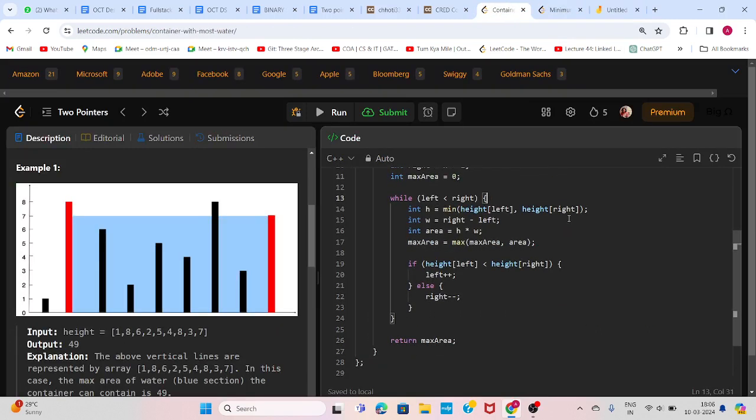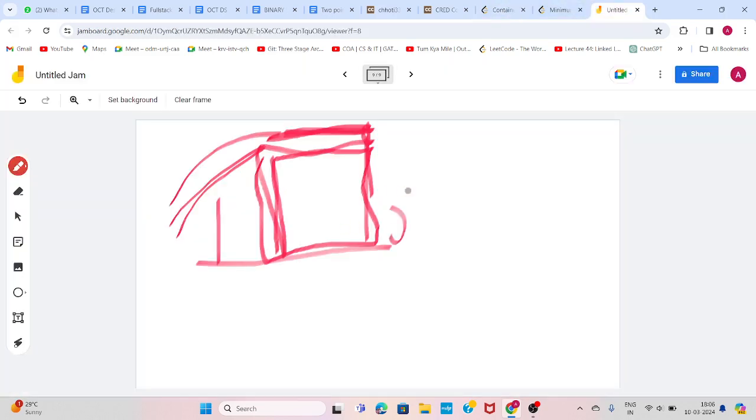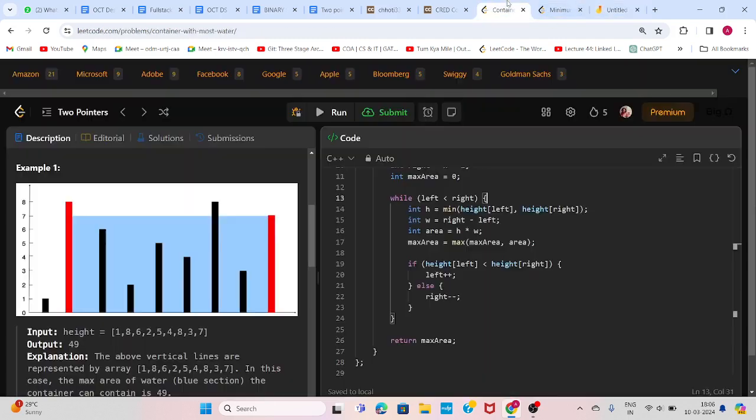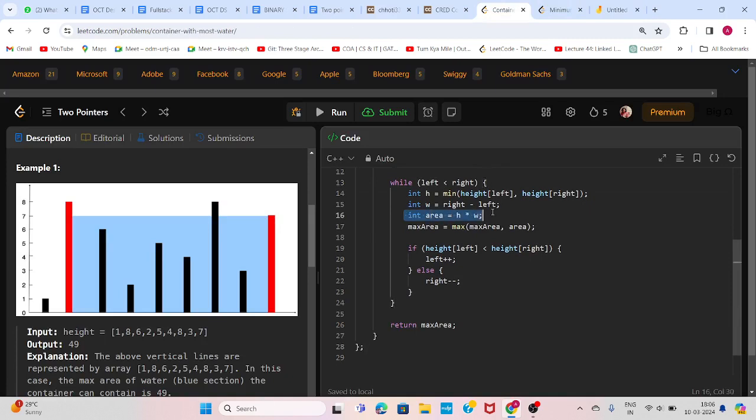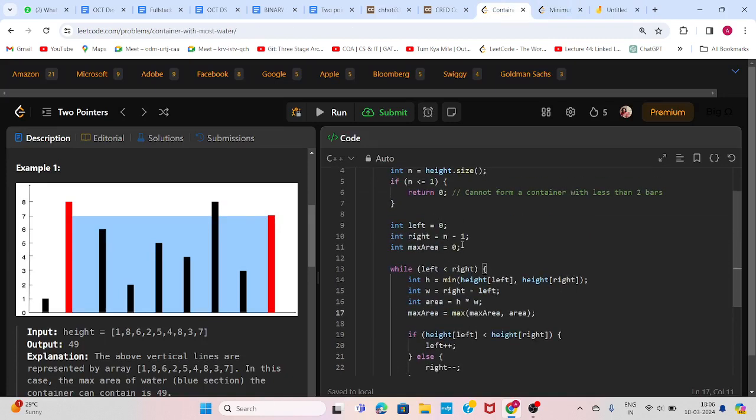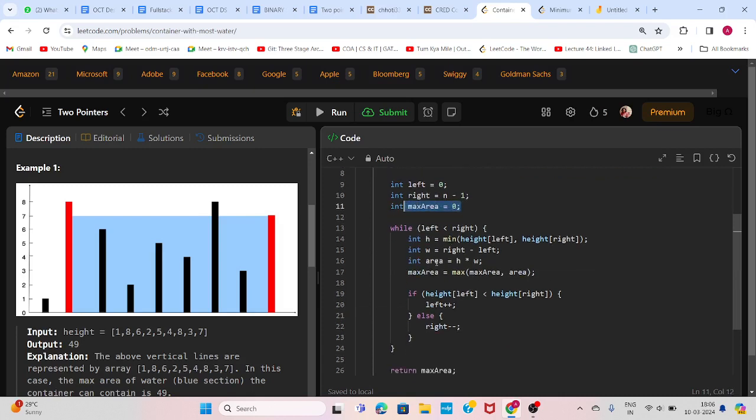We are taking the min of the heights of both sides, and then we are checking the width. Width is nothing but, like right is here, left is here, so width is right minus left. After that we take the area, and since we need the maximum, we store it using the max function.